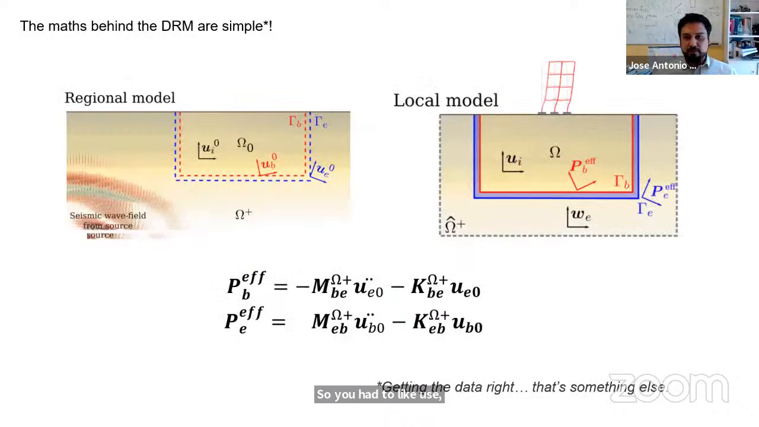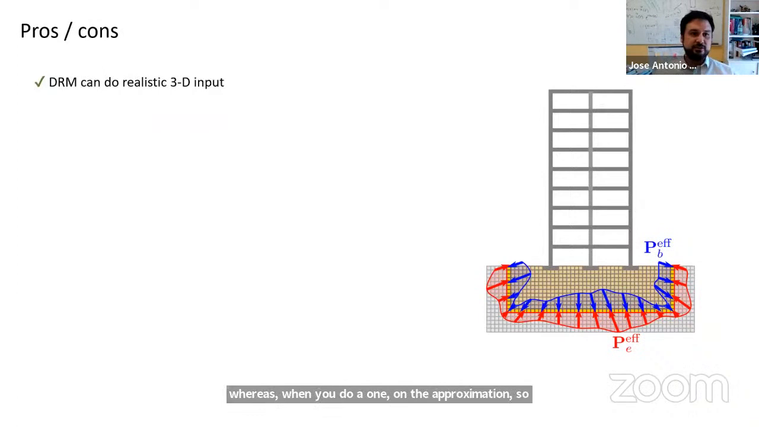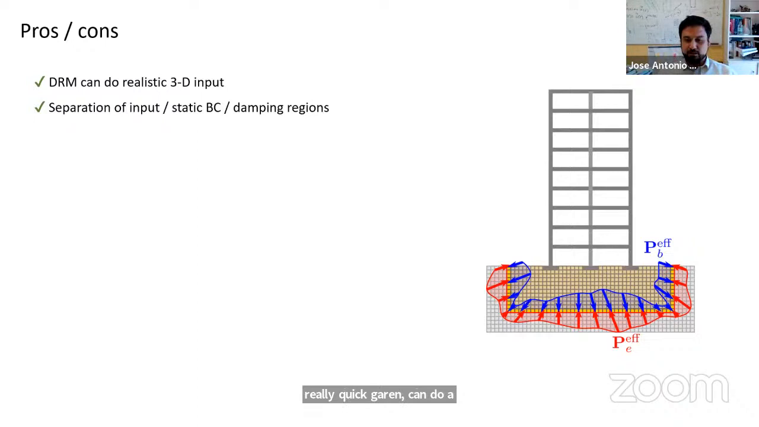Okay, so that's DRM. This slide is just to tell you that the maths of DRM are super simple, but you need to know accelerations and displacements at all nodes that belong to this one element thick boundary around your domain. So here's another view of a nuclear power plant that I studied using DRM. There's a paper on this, and we showed that there were some important differences in the behavior of nuclear power plants when you consider the 3D nature of the earthquake, as opposed to a 1D approximation. So really quick, DRM can do a realistic 3D input. You separate input and static boundary conditions, and you get additional ways to provide for seismic radiation.